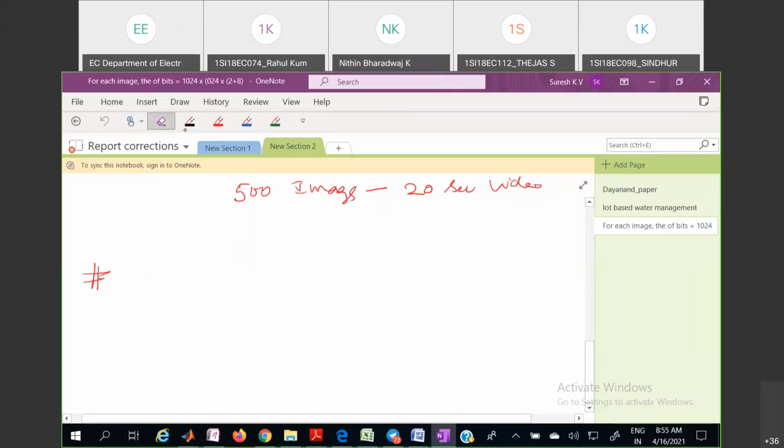So 4032 cross 3024. Now since it is a color image, you need 24 bits for representation. This is because it's a color image. And let me assume that Sumuk has used this camera to capture a 2-minute video. So a 2-minute video means it is 2 into 60 seconds.